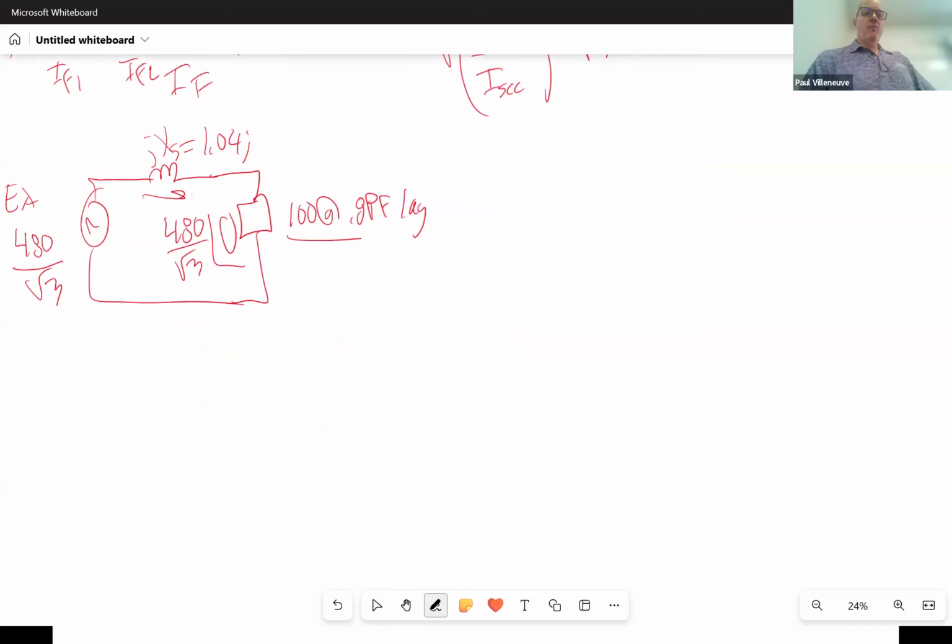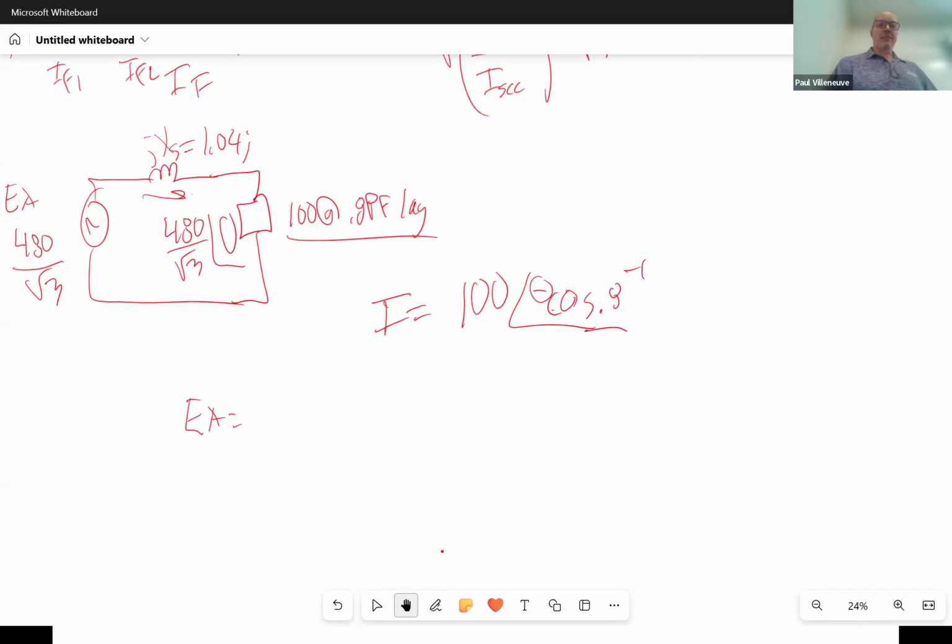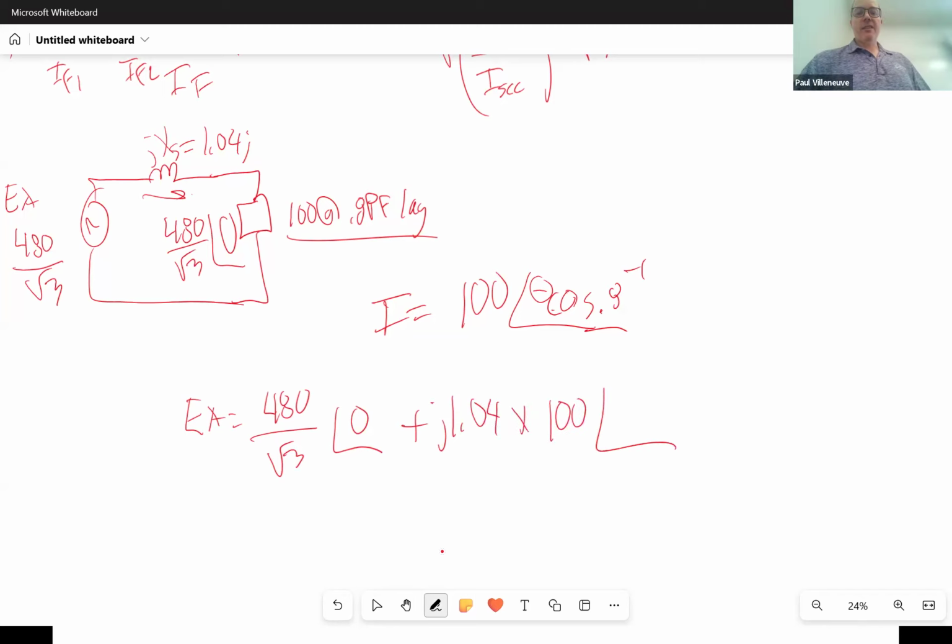So 100 amps at a 0.8 power factor is I equals 100 at an angle of negative inverse cosine of 0.8. Notice I have the negative up front here, because it's a lagging power factor. So EA is going to be equal to 480 divided by the square root of 3 at an angle of 0, plus j 1.04 times 100 at negative inverse cosine of 0.8.